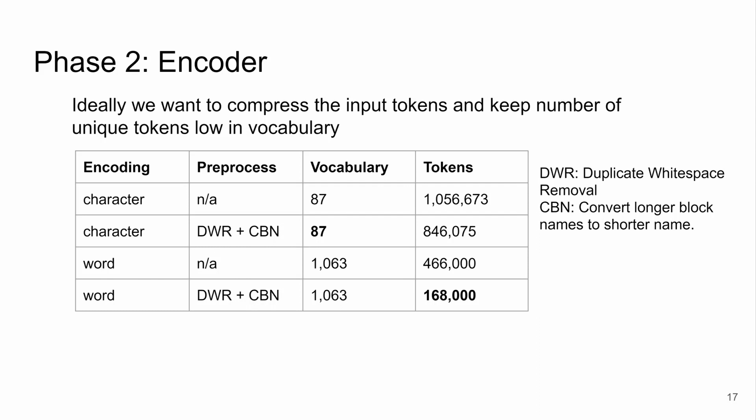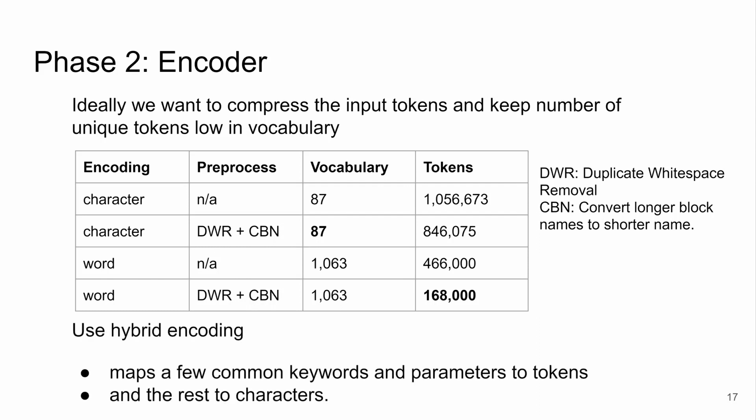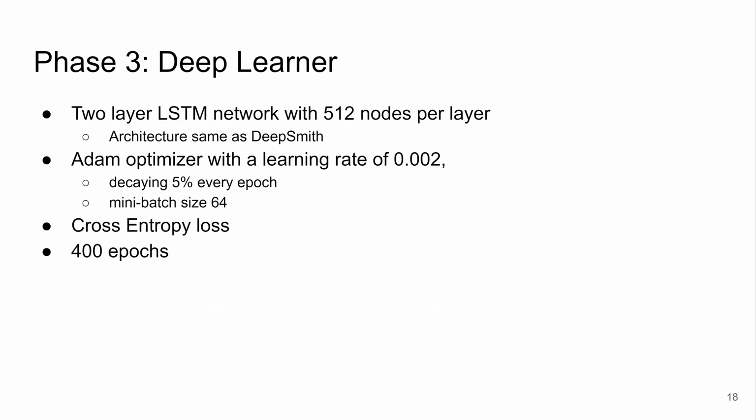So, to limit the size of the resulting feature vectors, we encode them using a hybrid scheme that maps a few common keywords to tokens and the rest to characters. We then train the neural network using the same architecture used by DeepSmith. This is a two-layer LSTM network with 512 nodes per layer. The network is trained using the Adam optimizer and cross-entropy loss for 400 epochs.